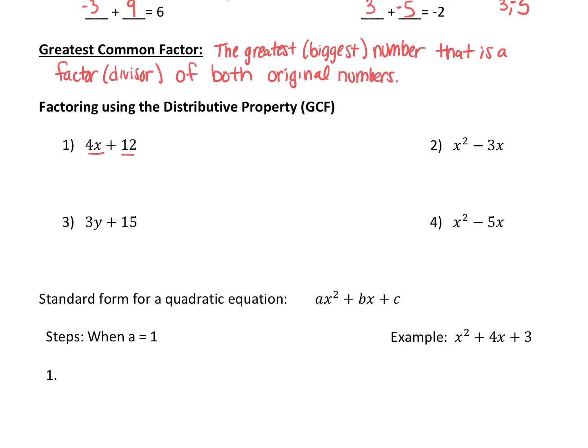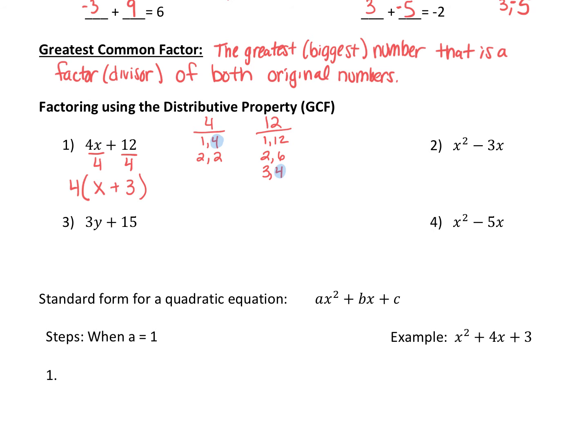So if I'm looking at 4 and 12, I want to figure out what is the greatest common factor. If I think about 4, what goes into 4 is 1 and 4 and 2 and 2. What goes into 12 is 1 and 12, 2 and 6, 3 and 4. So by looking at this list, I can see that 4 is the biggest factor for 4 and 12. So to factor by GCF, I'm going to divide both of these by 4. I'm going to put the 4 on the outside, and then I'm going to divide. So 4x divided by 4 would give me x. 12 divided by 4 would give me 3. So basically, I'm undistributing the greatest common factor.